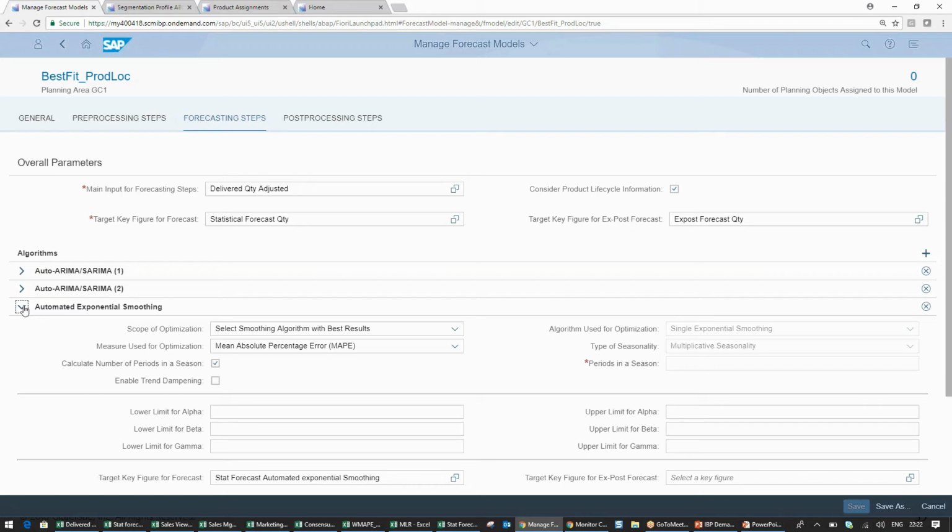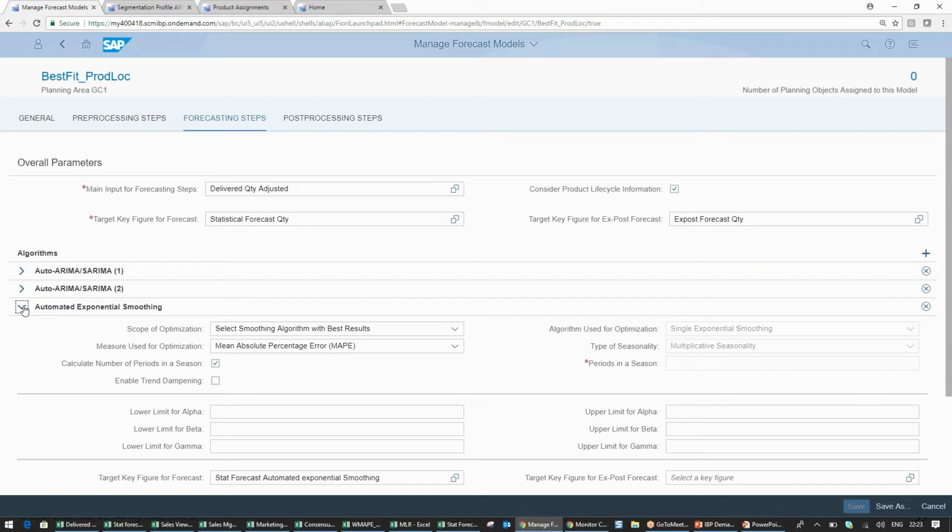There are some parameters that you need to input for each of these algorithms. So considering the automated exponential smoothing, this algorithm automatically selects the most suitable exponential smoothing algorithm and identifies the optimum coefficient for it before it calculates the forecast.